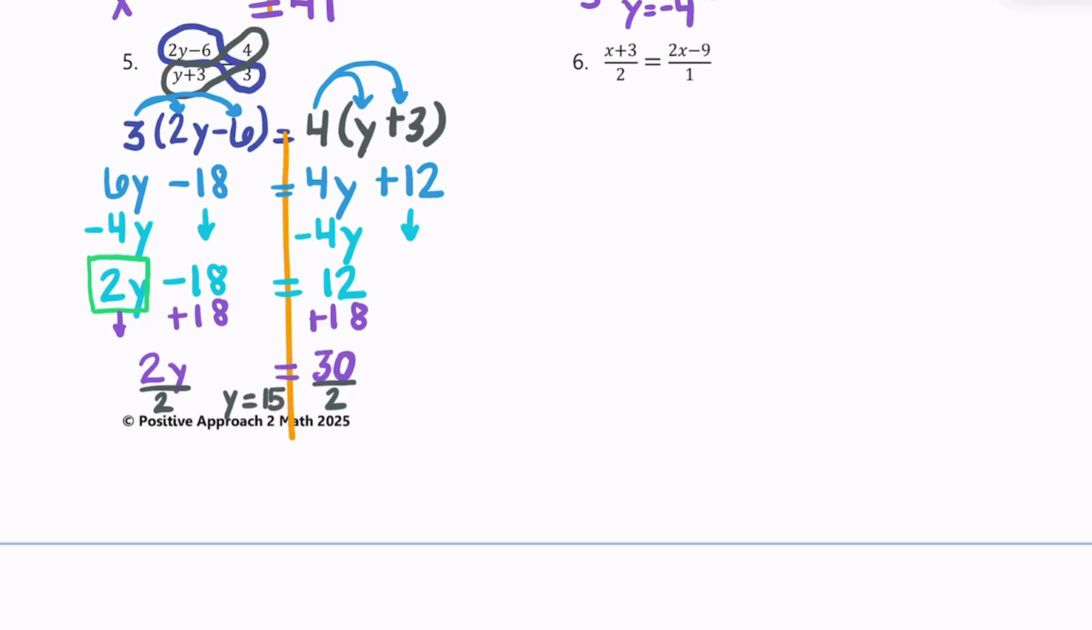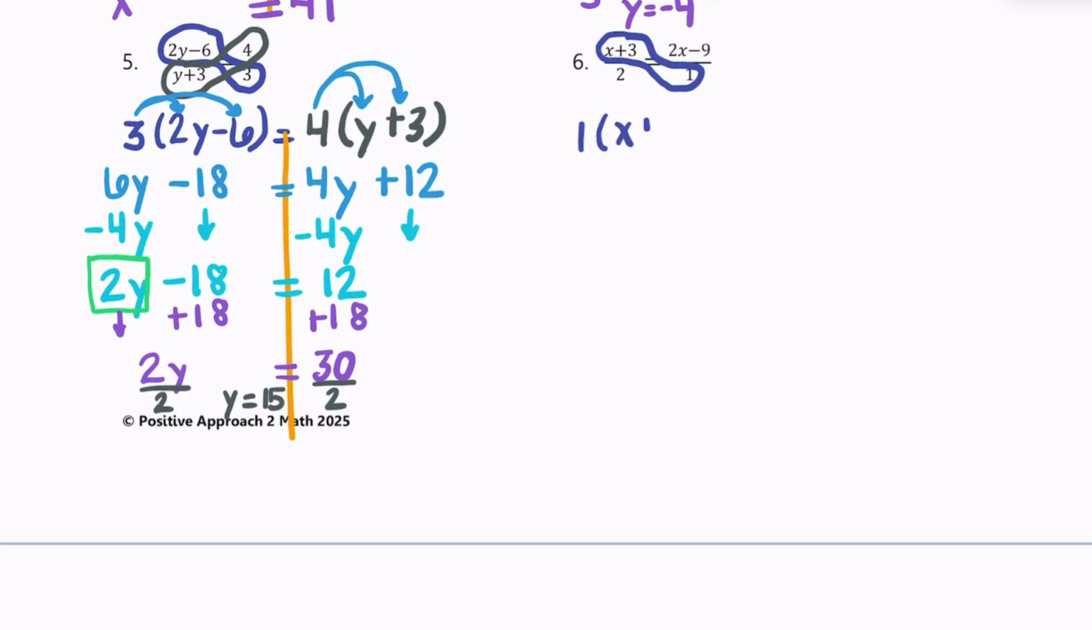Hopefully, once we do our crisscross multiplying and we go to the solving part, hopefully that is feeling better and you're more comfortable with that solving process and you see that it's kind of the same steps cycled over and over again. All right, last but not least, we have a fraction equals a fraction, so we're good to cross multiply. So we have 1 times the quantity x plus 3.